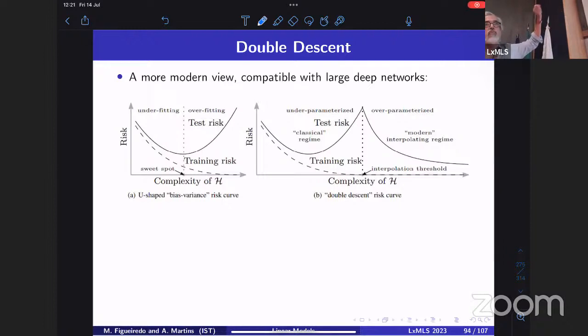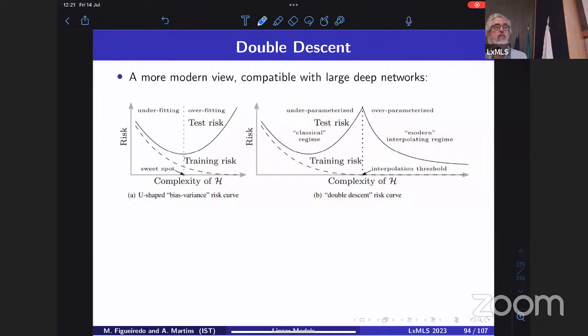Okay? If you're fitting a polynomial and you start increasing the order of the polynomial, when you reach the interpolating regime, where the order of the polynomial equals the number of points, you go through each point. But in between the points, the function is wild. It goes really wild everywhere. And so it is not a good approximation, and the test risk goes up.